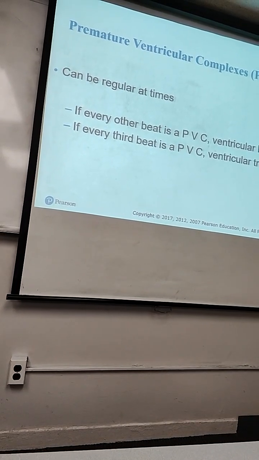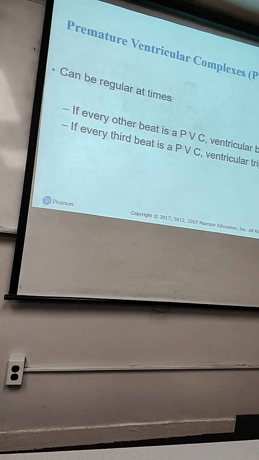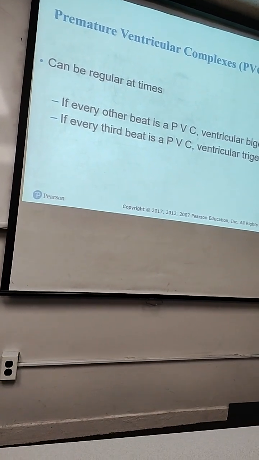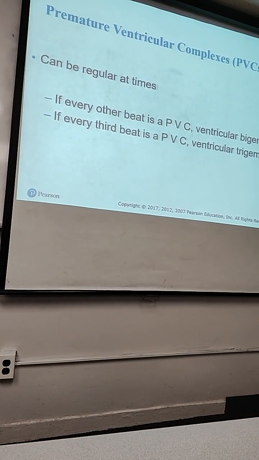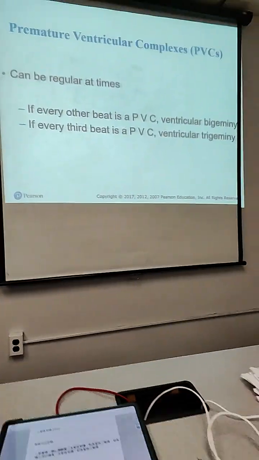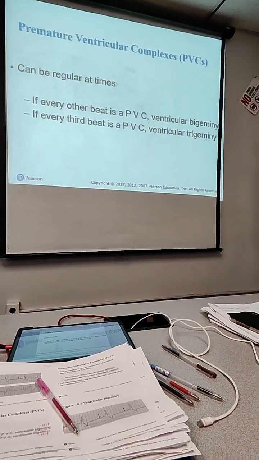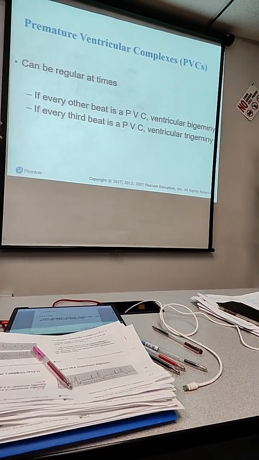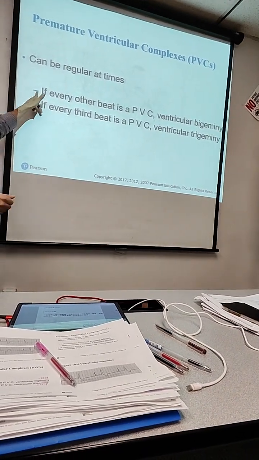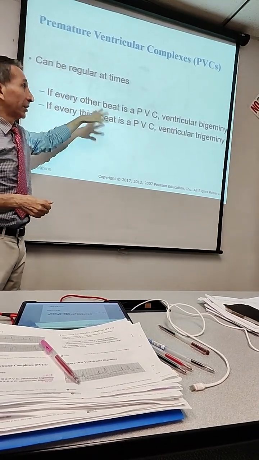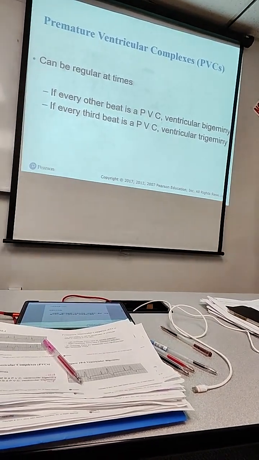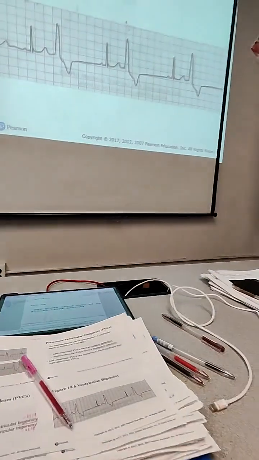So you have 1, 2, 3 QRS normal, then a PVC. Then 1, 2, 3 normal, then a PVC. Then you call it trigeminal because you have 3 good ones. This is one good, the other one not good. One good, the other one not good. Or 2 good and not good. So let's see it. See?